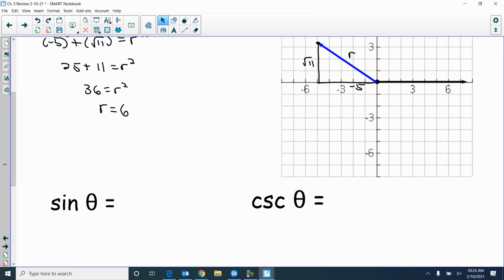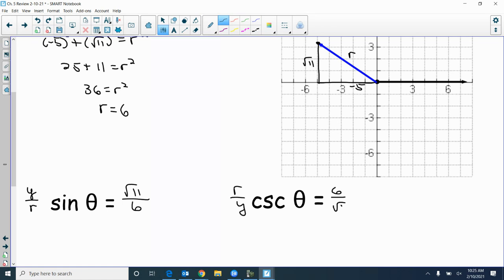All right, sine of theta, we talked about this as y over r. So y value is square root of 11 over 6. And it's in quadrant 2, so sine should be positive. And then cosecant is r over y. And so that's going to be 6 over square root of 11, and we will rationalize here: 6 radical 11 over 11.